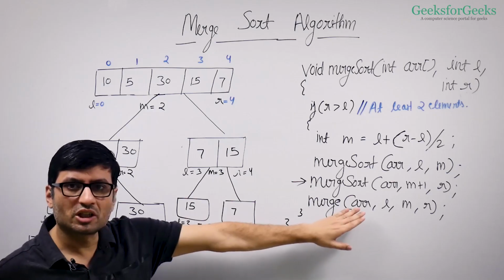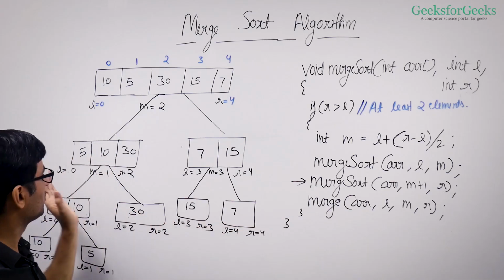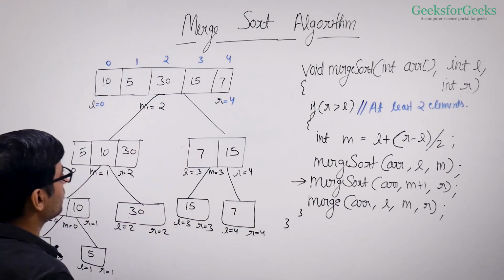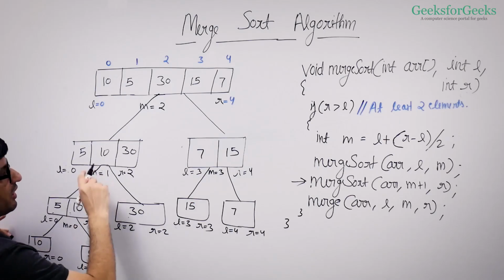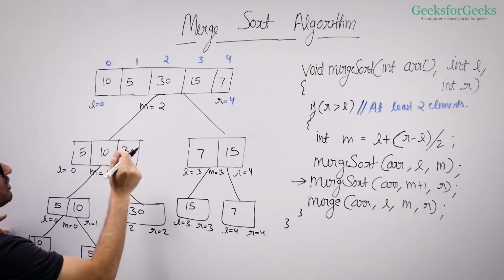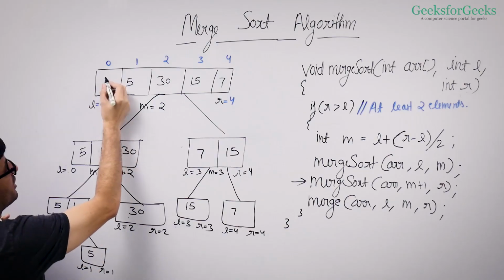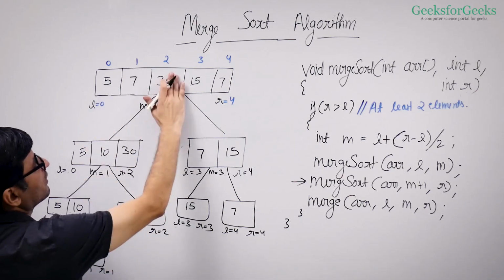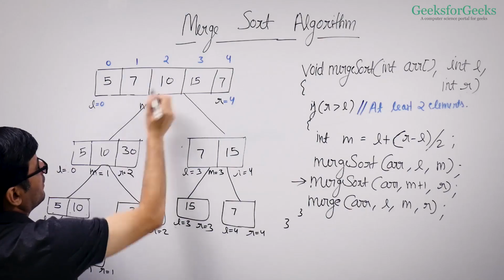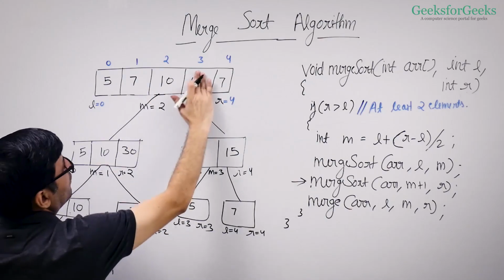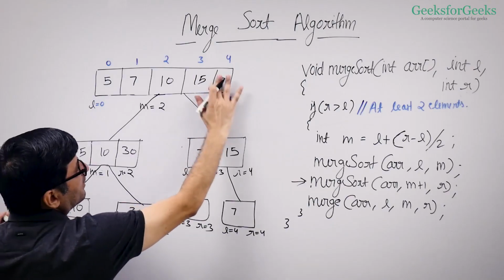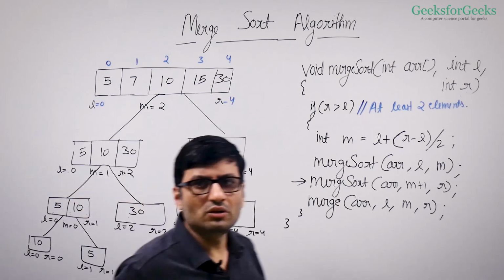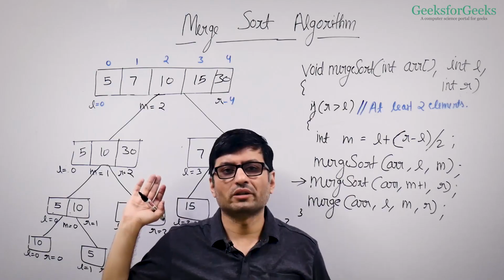Now it is calling the merge function. And what will the merge function do? It will merge this part and this part. So these two parts will be merged, and merging will simply combine them into one sorted array. So your input array is changed to 5, 7, 10, 15 and 30, right? So this is how your input array is sorted.